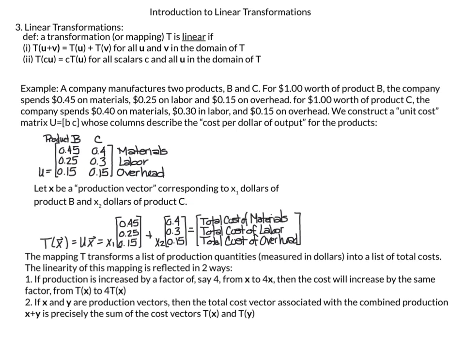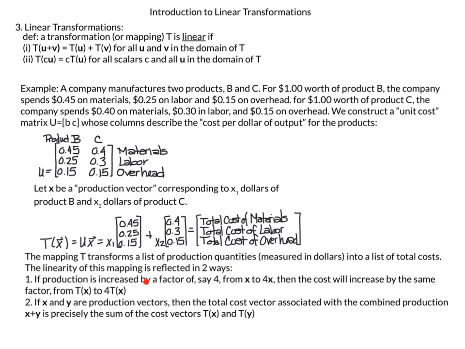So now when we multiply X1 times our column B plus X2 times column C, that's going to give us the total cost of materials and total cost of labor and total cost of overhead. So the mapping T transforms a list of production quantities measured in dollars into a list of total costs. The linearity of this mapping is reflected in two ways.